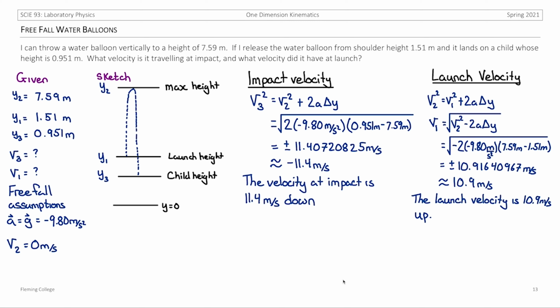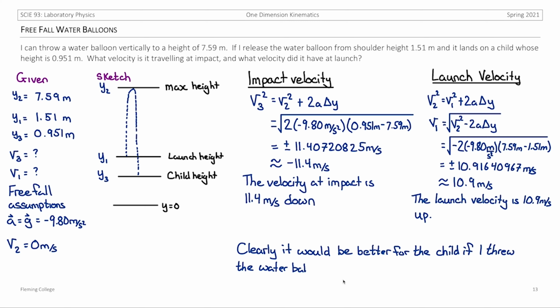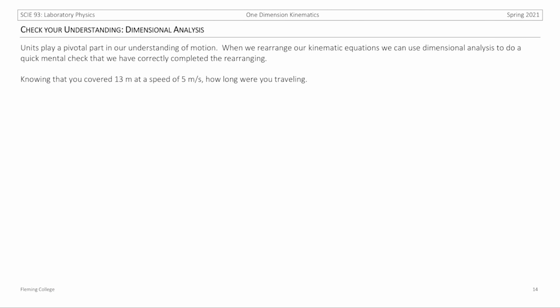Interesting part here is clearly I would have just been better off throwing the water balloon directly at the child because it accelerated a little bit by having more time to fall than it did to climb. Units play a very pivotal part in all of our problem solving and our understanding of motion. And when we rearrange kinematic equations, and even when we evaluate kinematic equations, you need to be able to do quick mental checks that we refer to as dimensional analysis. We're looking at the dimensions or the units of the problem.